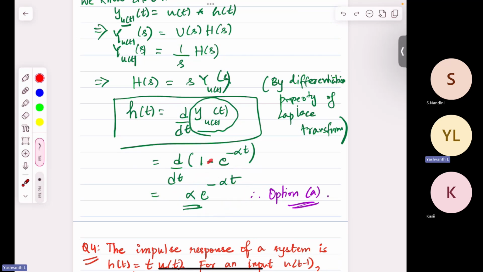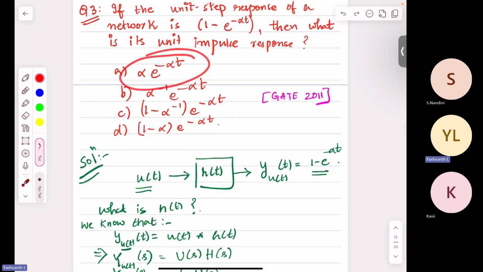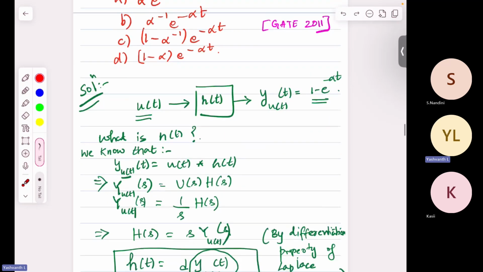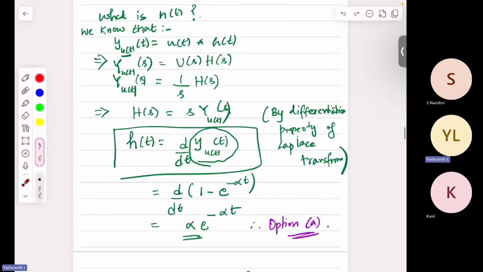Because of the chain rule, the 1 will go to 0 when you differentiate. There's a minus, but there's a minus coming from the exponent also. That minus will cancel out with this minus. So it's just alpha into e power minus alpha t, which is nothing but option A. Is it clear? Okay, great.